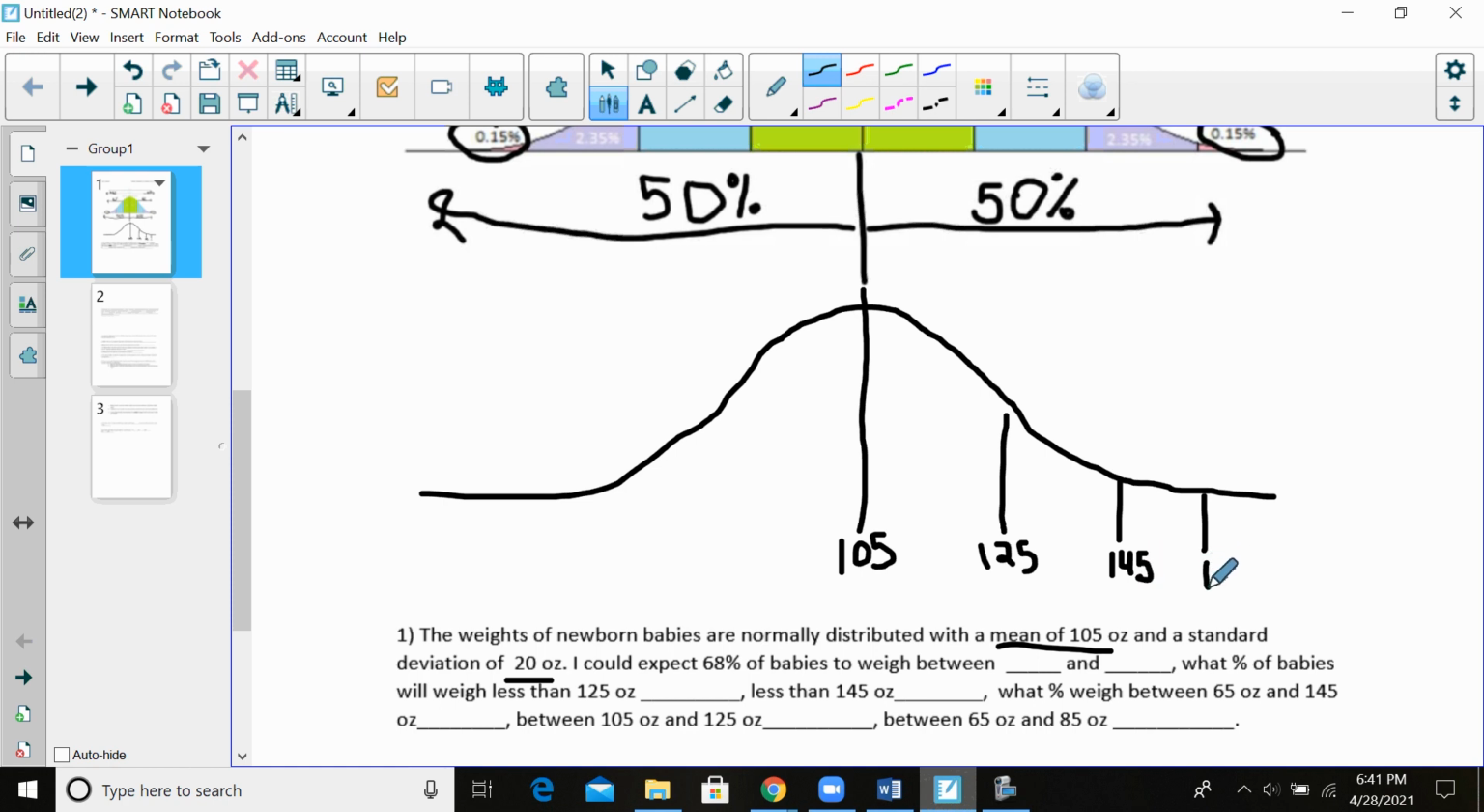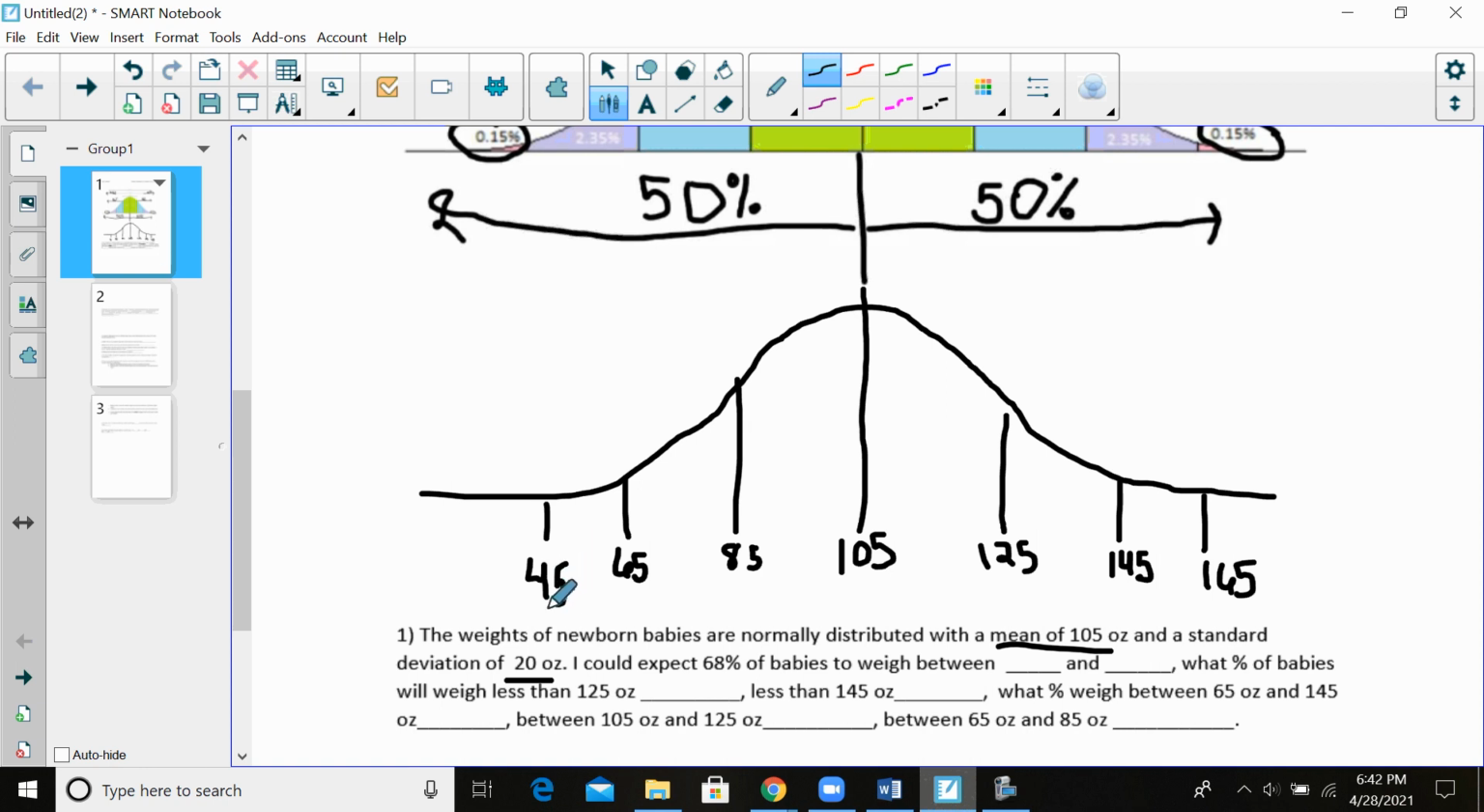That would be 165. Okay, and then we go in the other direction. So this is 1 standard deviation below the mean. So subtract 20 from 105, you'd get 85. Here we are at 2 standard deviations below the mean at 65. And then virtually no one is down at 45 or lower.